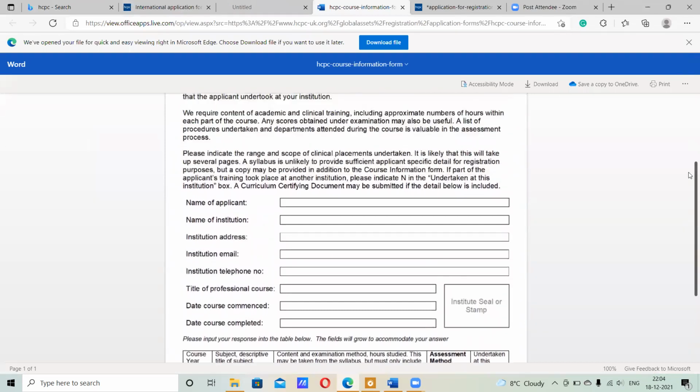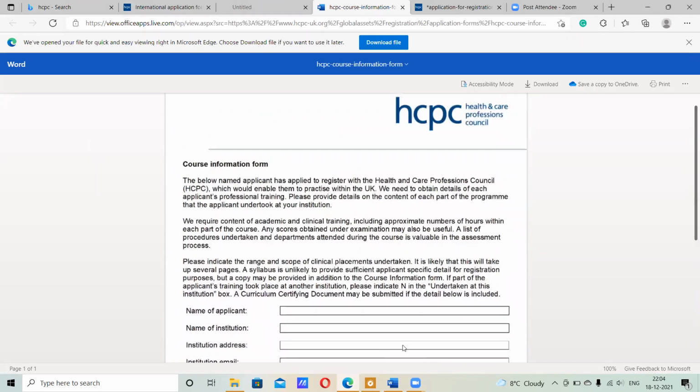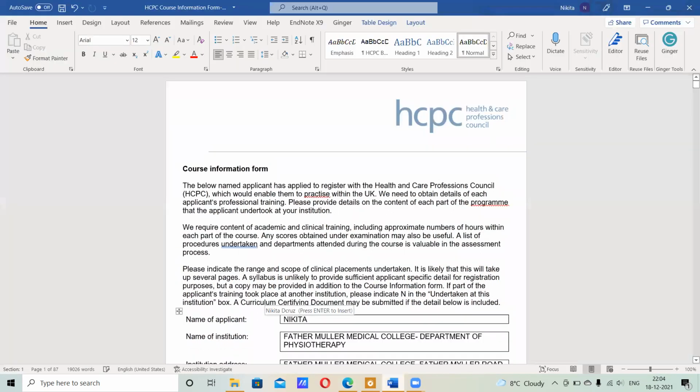form. Now, to make it easier for you guys, I have been able to pull up my course information form that I submitted when I was completing my HCPC application. And just because it is over 87 pages, I am not going to run through all of it. But I am hoping to go through the first section.